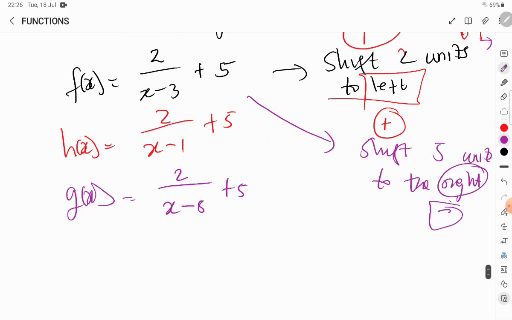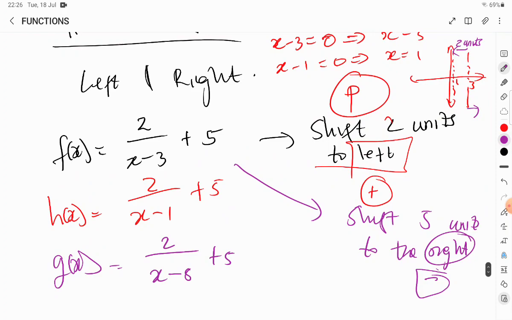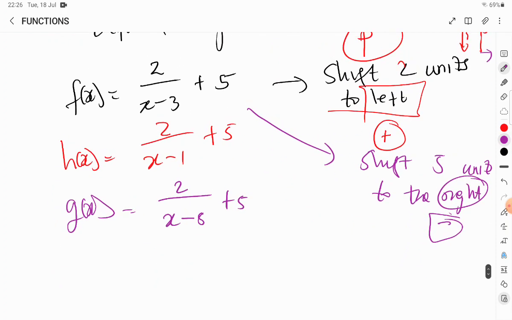So you could draw that and actually show that it's just 5 units to the right. But yeah, that's just it in terms of shifts.